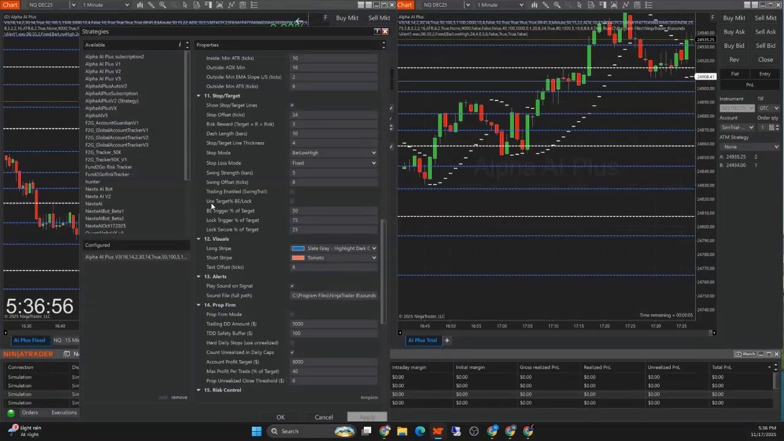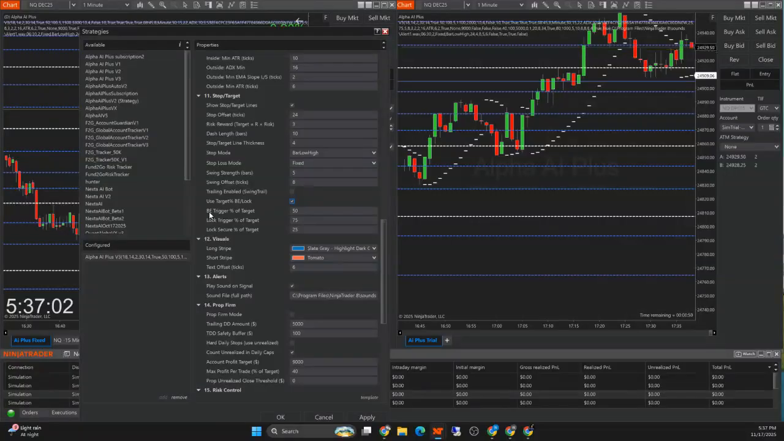It's called use target break even lock. If you check this mark here, now you can add the break even trigger percentage of the target. So if you add 50%, whenever the market goes in your favor 50% of the target, your stop loss will be break even. So even if the market goes back against you, it's not going to stop you out. It's going to make it break even.